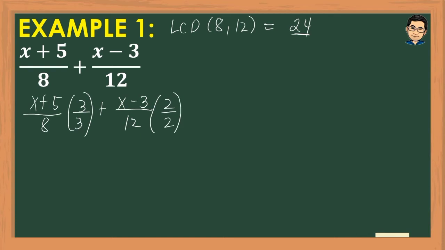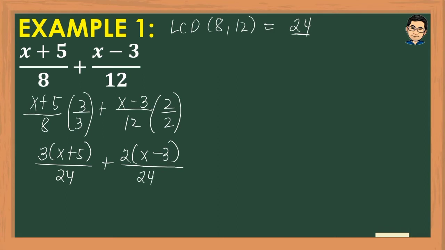Next. So, magiging 3 times x plus 5 all over 24 plus 2 times x minus 3 all over 24. As you can see, equivalent expressions na po sila. So, ipa-perform lang natin yung mga operations both sides. So, yung 3, i-distribute natin sa x plus 5, yung 2 sa x minus 3. Okay. So, rewrite lang natin dito.